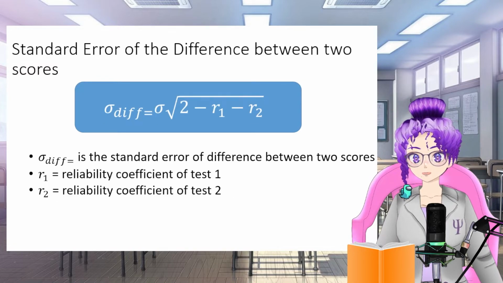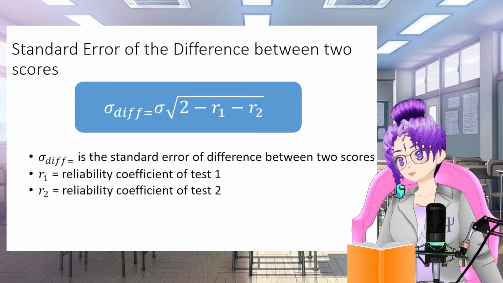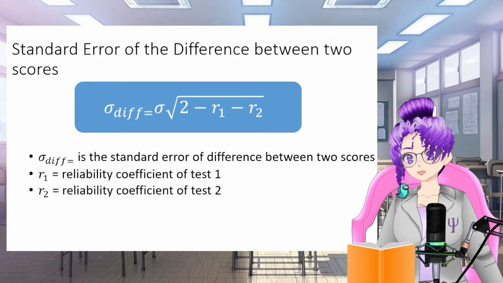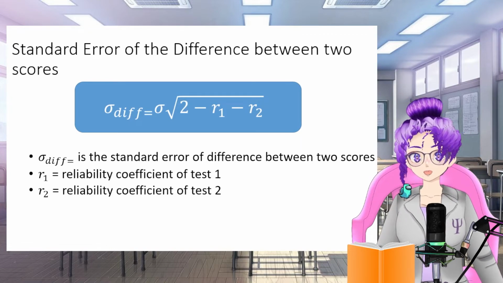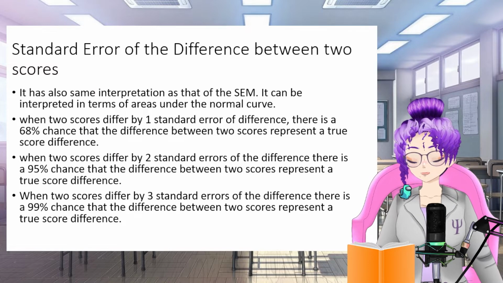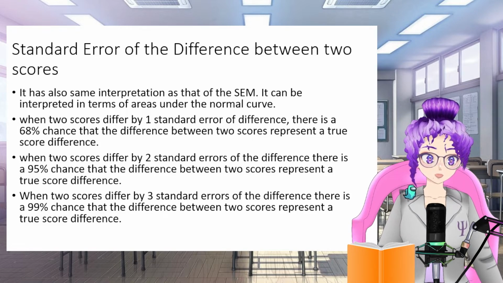Or in simpler terms, the simplest formula is sigma difference is equal to sigma times the square root of 2 minus R1 minus R2, where R1 is the reliability coefficient of test 1 and R2 is the reliability coefficient of test 2. It has the same interpretation as that of the SEM, so we try to make a confidence interval out of it. It can also be interpreted in terms of the areas of the normal curve.